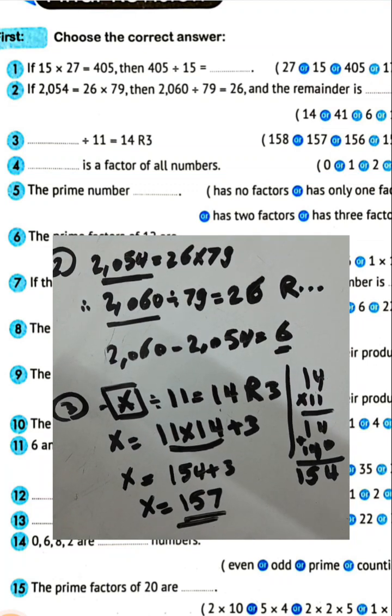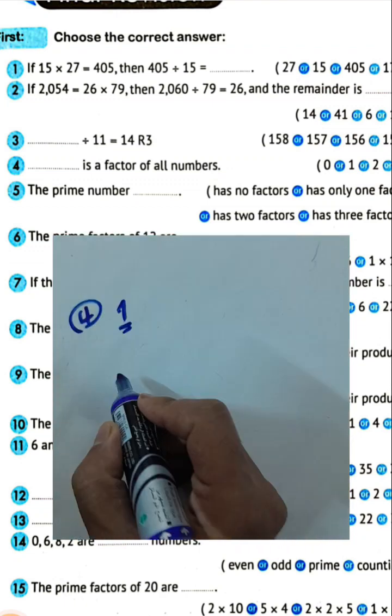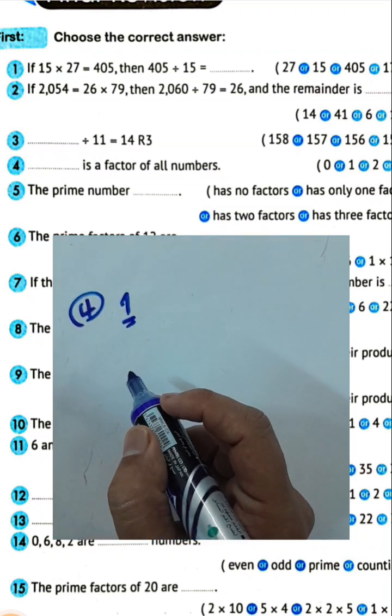Okay, next question. Question number 4. The blank is a factor of all numbers, it will be 1. But the blank is a multiple of all numbers, it will be 0. So for question number 4, the result will be 1. If you want to find the factor of all numbers, it will be 1.